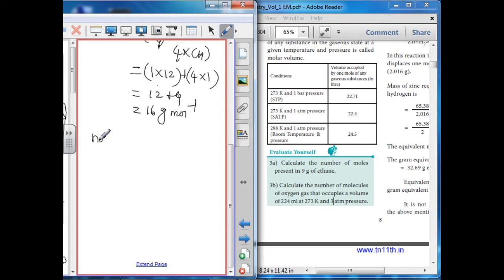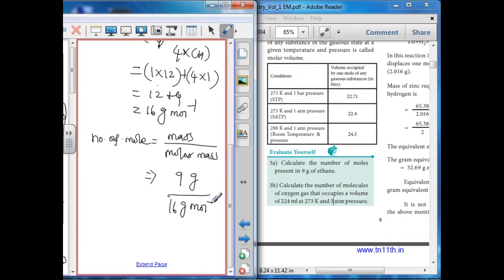So number of moles equals mass divided by molar mass. The mass of the given substance is 9 gram divided by the molar mass, 16 gram mole inverse. So gram cancels. So the answer is 0.3 mole.